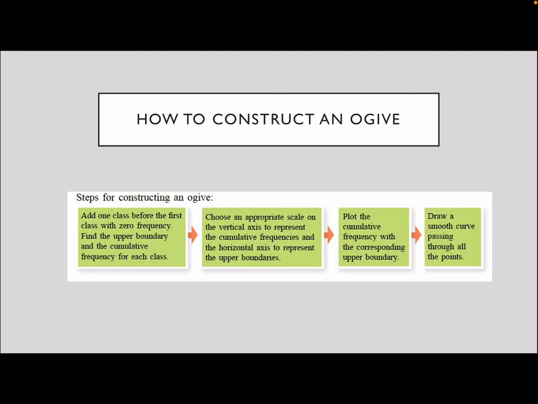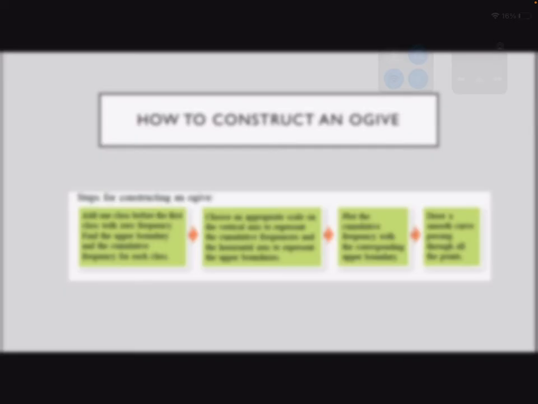How to construct an ogive? Before we start drawing or constructing an ogive, these are the four important steps that we need to know before we can start drawing a correct and precise ogive.